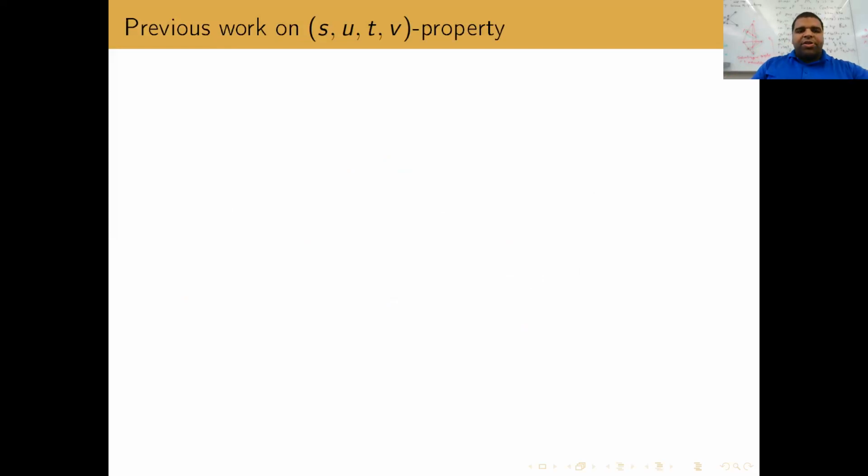But there's been some previous work on matroids that have this SUTV property for different values of S, U, T, and V. So another student of Jeff's, Joel Miller, studied spikes. More generally, he studied matroids that have this 2-4-2-4 property. And he was able to show that matroids with this property that are large enough are spikes. And I'm going to tell you more about this S-2S-T-2T property that generalizes spikes.